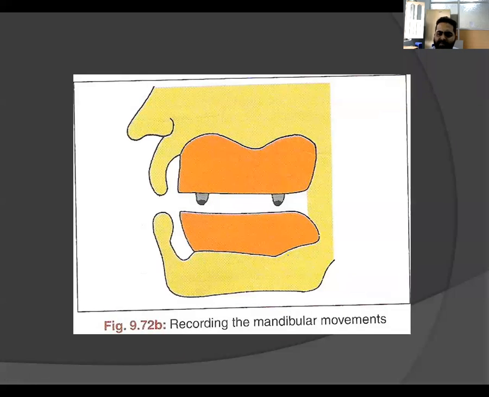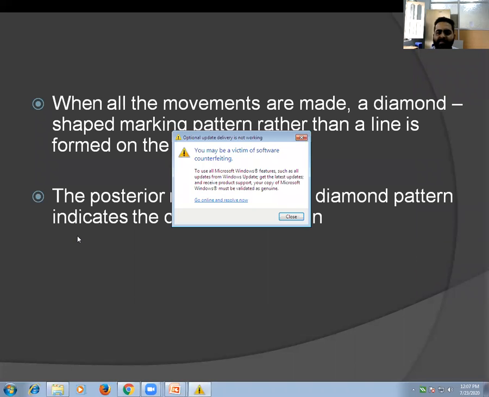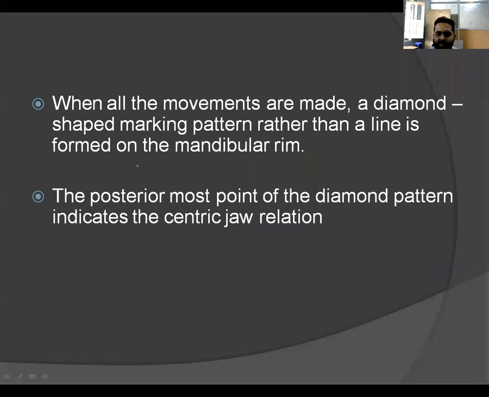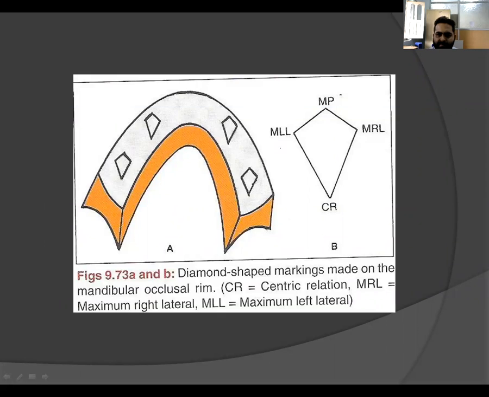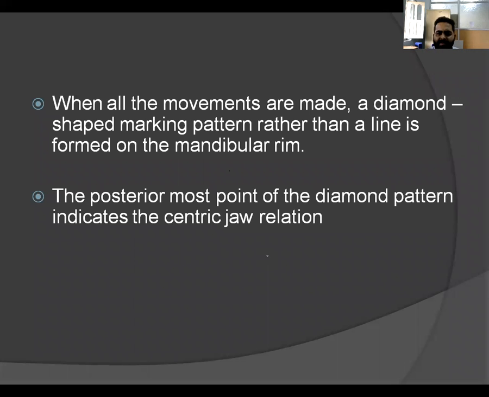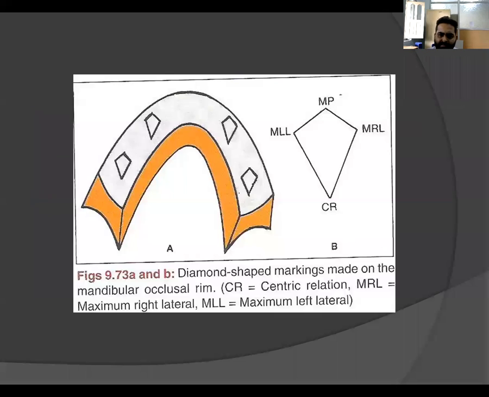Okay. Then we place the mandibular wax rim into the patient's mouth. We ask the patient to do the mandibular movements. Okay, protrusion and the lateral movements of the mandible are done. After that, we ask the patient to do the movements. After doing the movements, we get a diamond mark like this onto the patient's mandibular wax rim. Okay. This is the centric relation point.